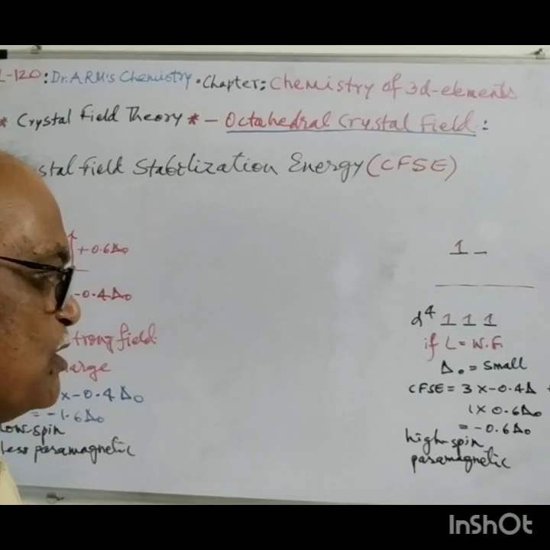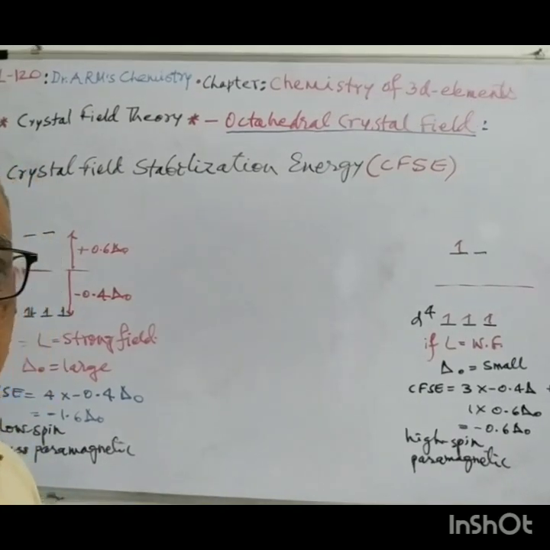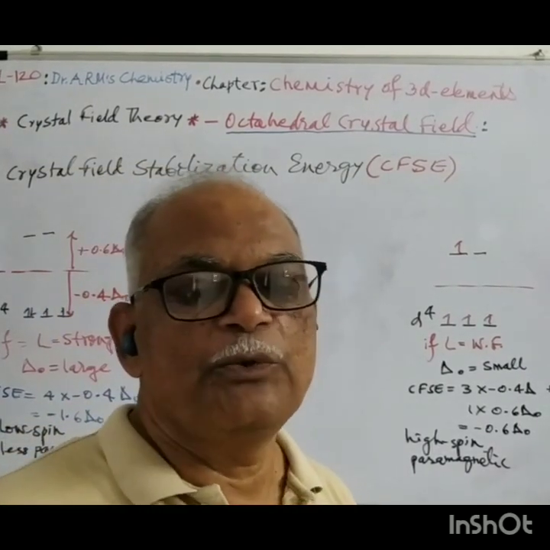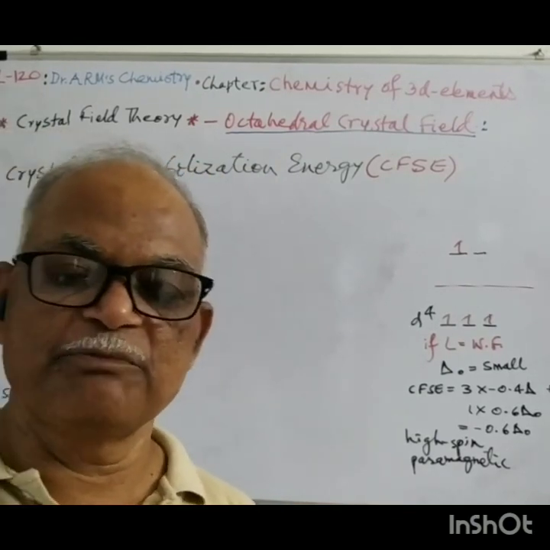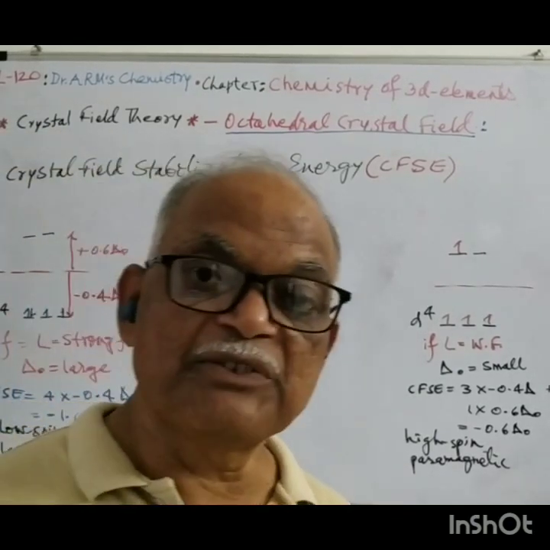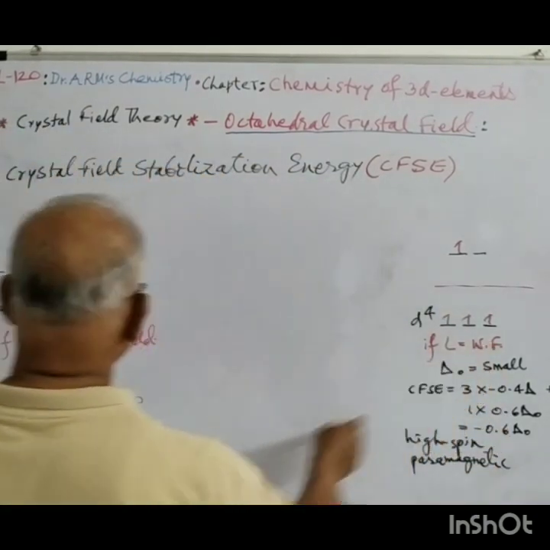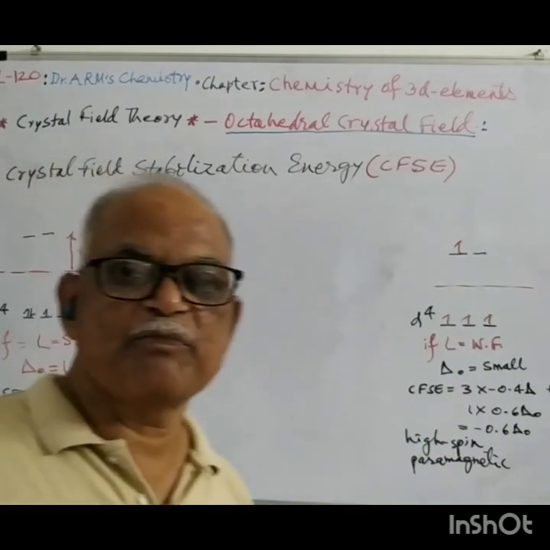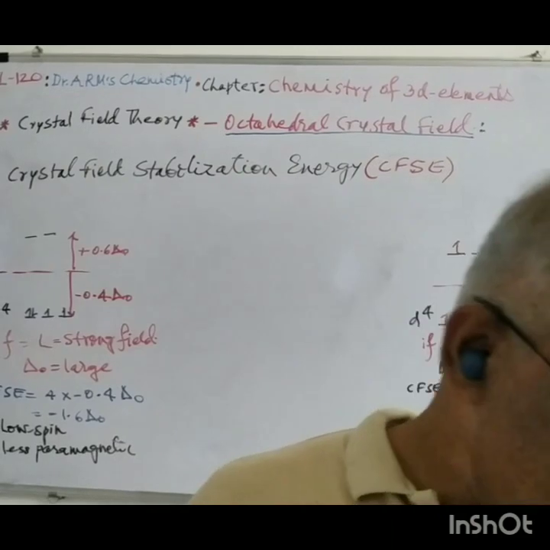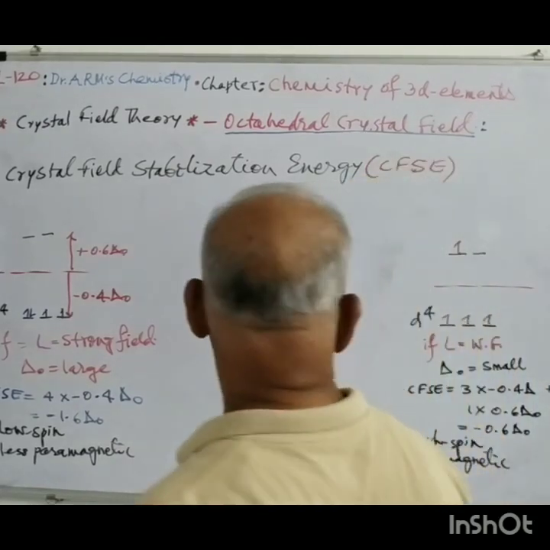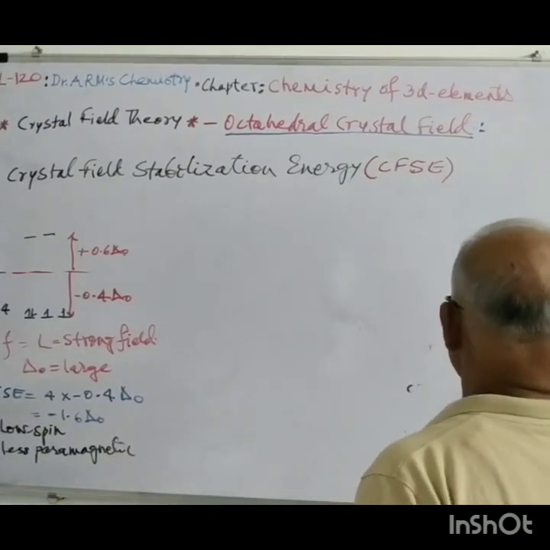This kind of effect is not seen when the d configuration is 1, 2, 3, because there is no effect of ligands, as there are only a few electrons which have to enter into the lower energy t2g orbitals. So it makes no difference whether the ligand is strong field or weak field when the configuration ranges from d1 to d3. But when the configuration becomes d4, the question arises whether the ligands are weak field or strong field, and depending upon this, the complex will be stabilized by energy, that is CFSE. Then we will see another configuration.